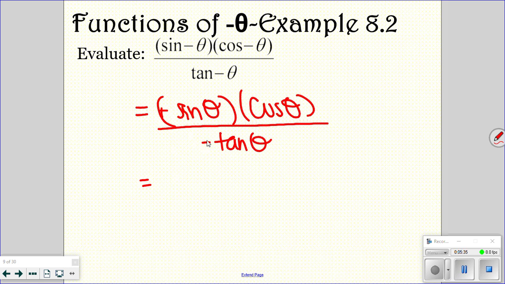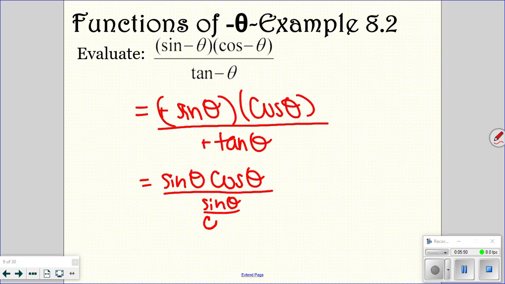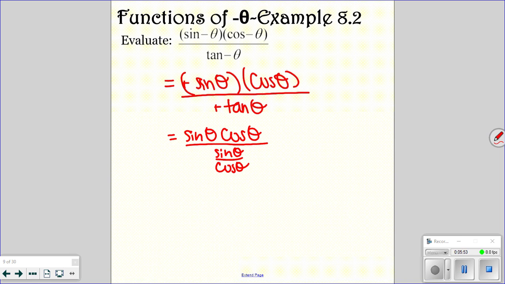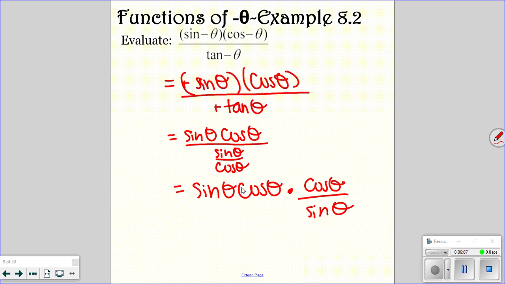These are very similar to what we dealt with several lessons ago. We're going to put everything in terms of sine and cosine. Those two are already in terms of sine and cosine, and tangent is going to be sine over cosine. So that's how we simplify it. To go a little bit further, instead of dividing by sine of theta over cosine of theta, we can multiply by the reciprocal. Now our sines will cancel, and cosine times cosine is cosine squared of theta. That would be your answer for that one.